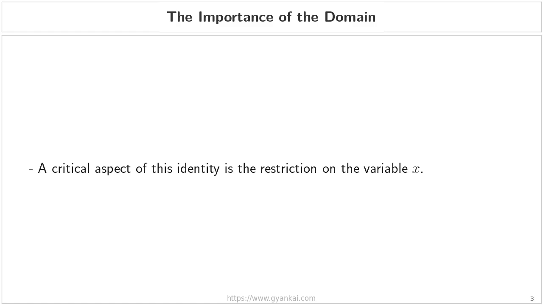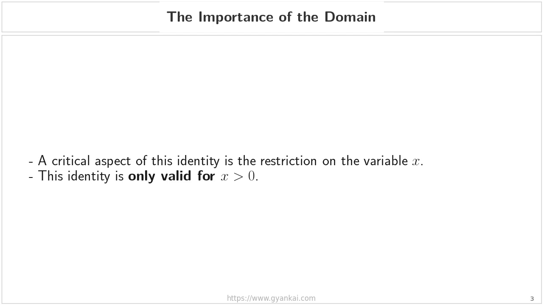The importance of the domain. Now that we have established how the identity is derived, we must address a critical aspect of this relationship, which is the restriction on the variable x. It is important to note that this identity is only valid when x is greater than 0. To understand why, we have to look back at the domain of the logarithmic function. As we discussed in our previous lessons on the characteristics of logarithms, the natural log of x is only defined when x is a positive real number.